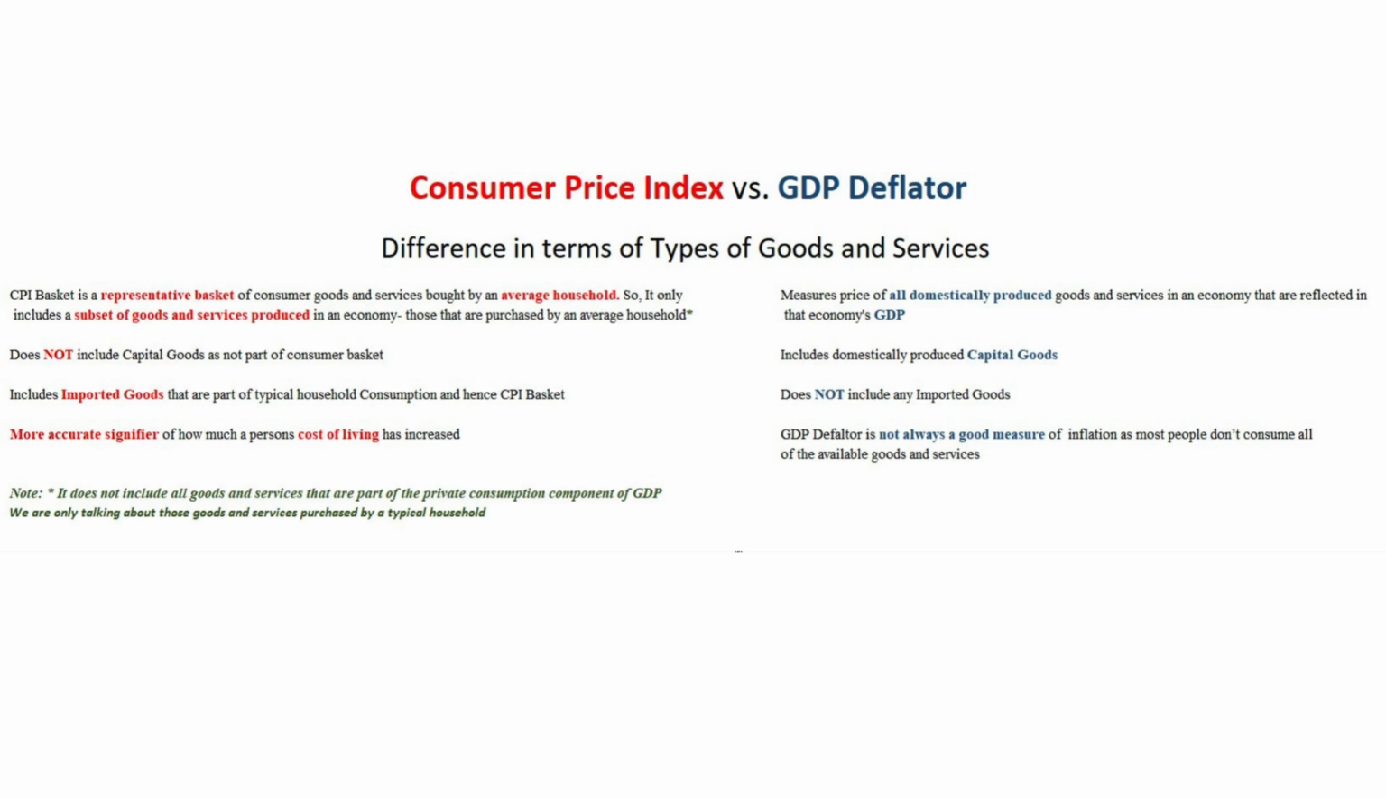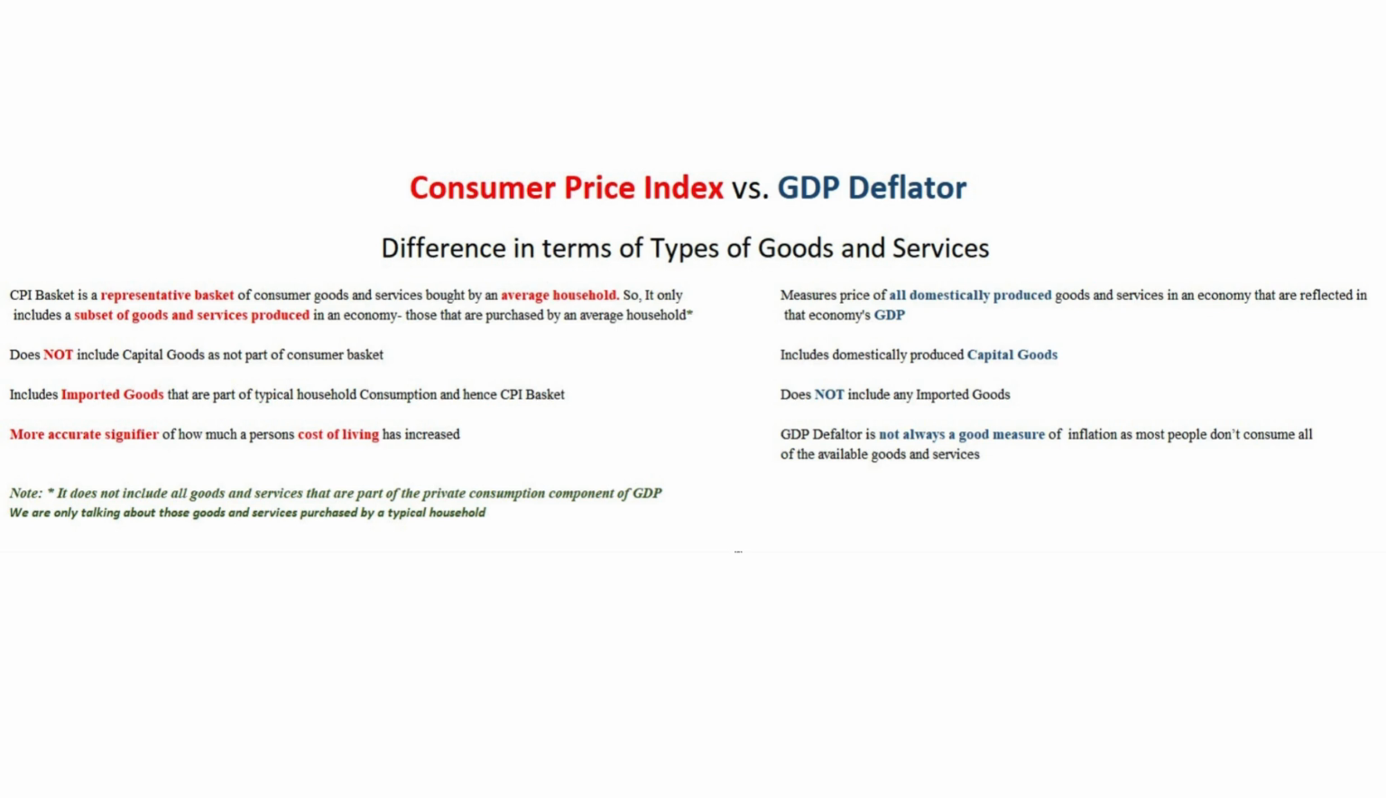While the GDP deflator, on the other hand, measures the price of all domestically produced goods and services in an economy that are reflected in that economy's GDP. Now, the GDP deflator, based on this, includes domestically produced capital goods, but it will not include any imported goods because it is concerned with domestic output.